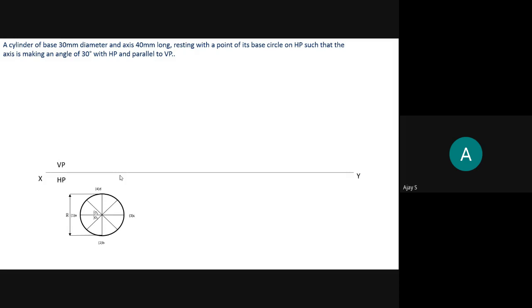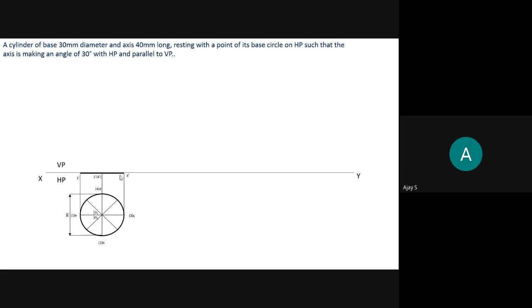So I'll project from A bracket 1, I'll just draw a projector. Then at C bracket 3, I'll draw a projector. From O, the center axis, I'll draw a projector. Then whatever the base, I'll just join that. The base will be 1 dash, 3 dash, and the center will be 2 dash, bracket 4 dash.